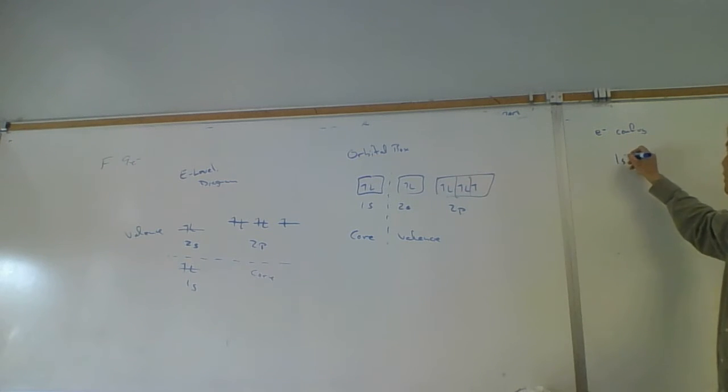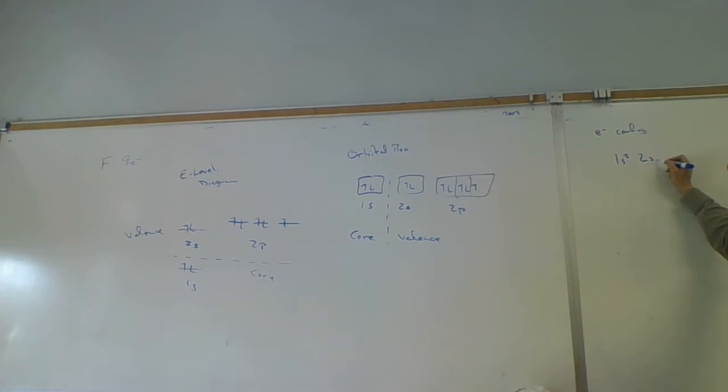We could do 1s2, 2s2, 2p5. Good. Or rather than writing 1s2, that's equivalent to helium. It would be helium 2s2, 2p5. So here was our core, the valence. That's fluorine.